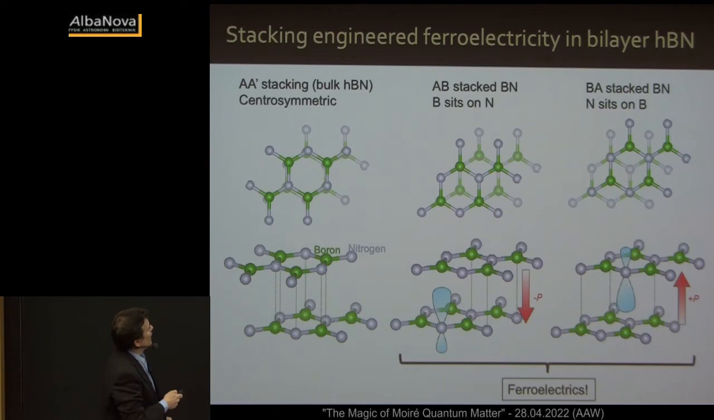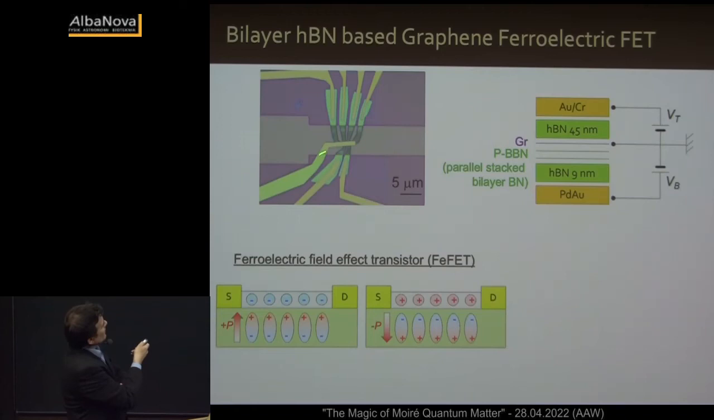We made devices where you have this parallel stack bilayer boron nitride. We also have regular boron nitride dielectric, and because it's an insulator, we cannot measure transport through it. So what we did is we placed a graphene sheet on top. This is what is known as a ferroelectric field effect transistor, where the graphene channel conducts electricity, and it has different resistance depending on whether the ferroelectric has polarization up or down.